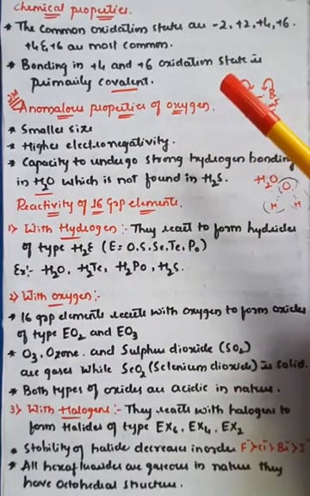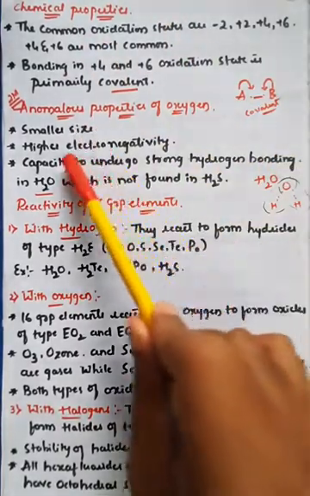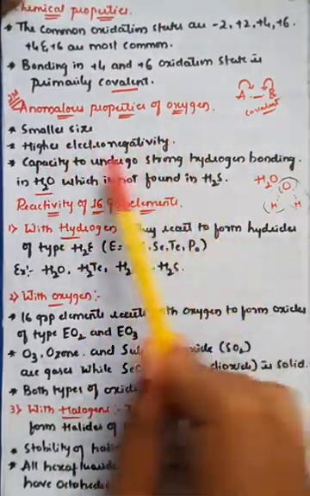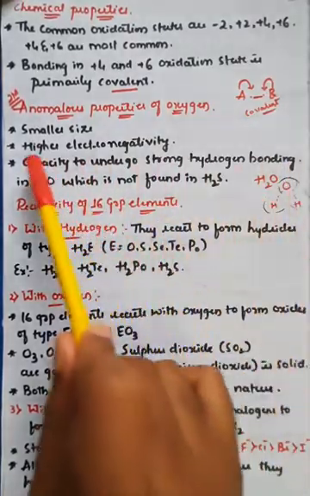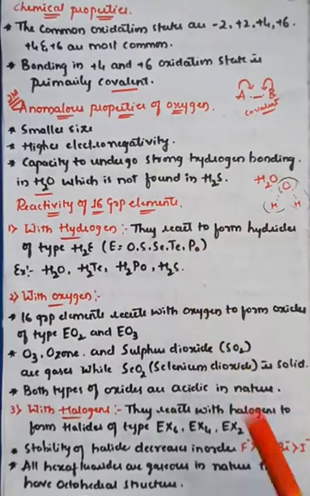If they ask for 2 marks, you have to write all the 4. One is smaller size, second is higher electronegativity, third is that it has the capacity to undergo hydrogen bonding in the water molecule, which is generally not present in H2S, that is hydrogen sulfide.